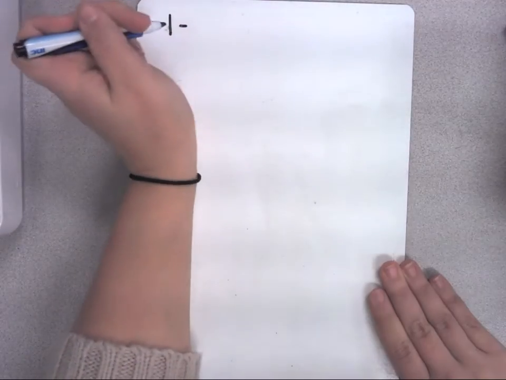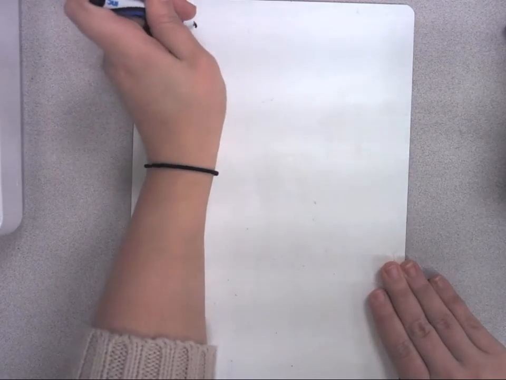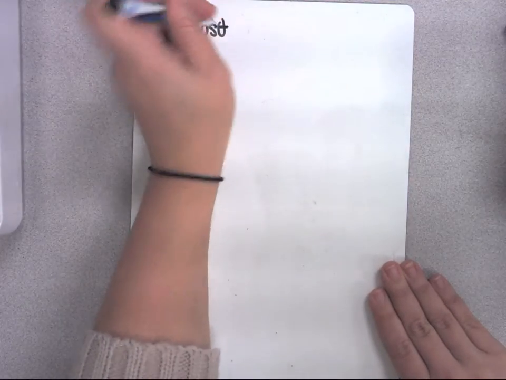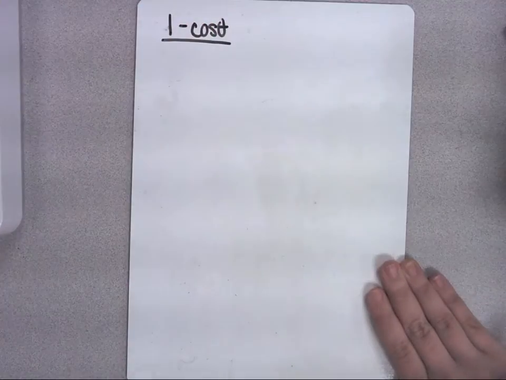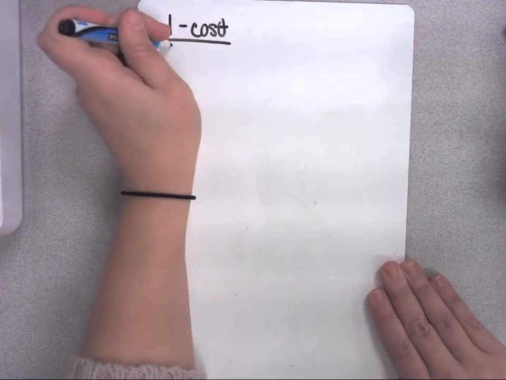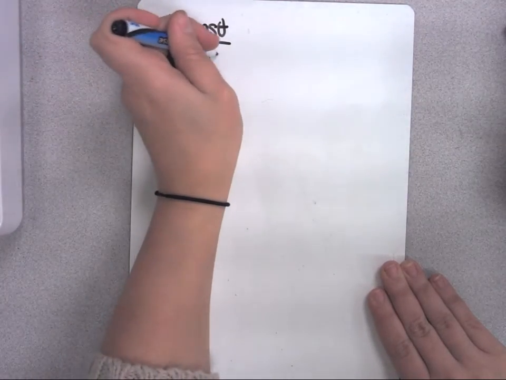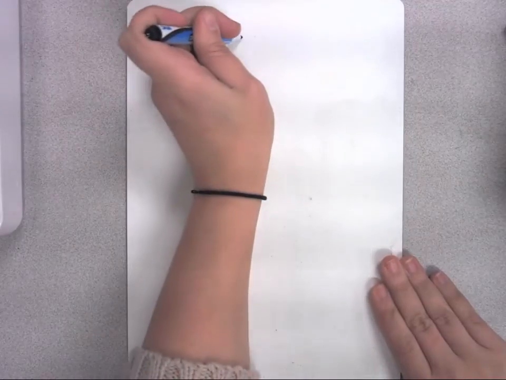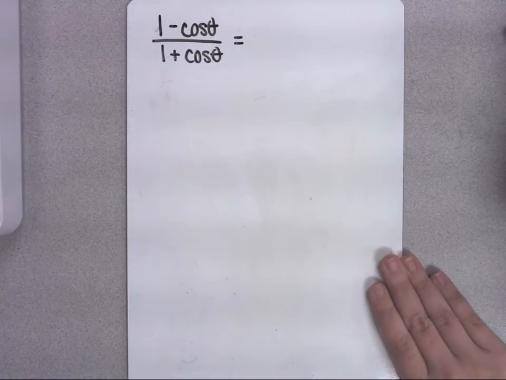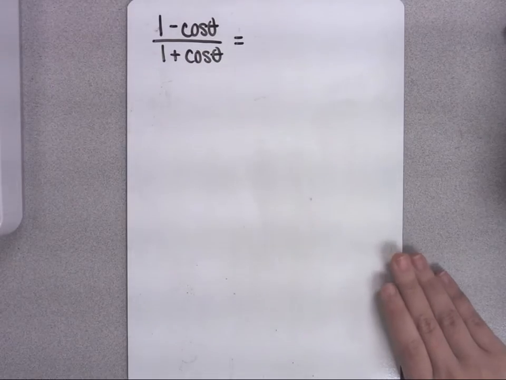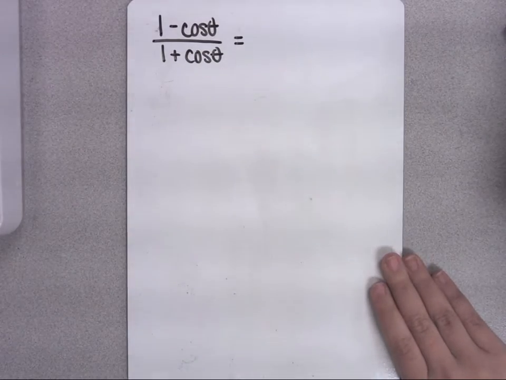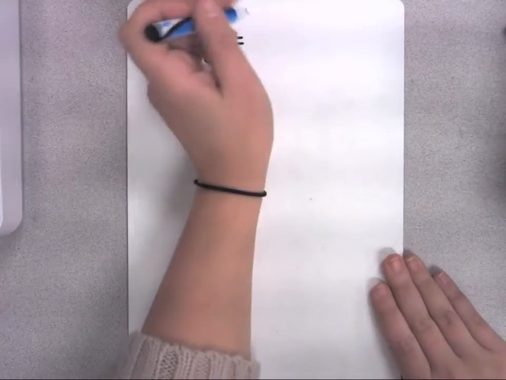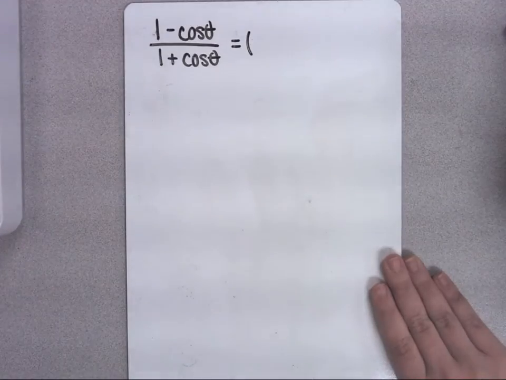Ooh, look how small that is. Okay, 1 minus cosine of theta all over 1 plus cosine of theta. That's so much better, and it's legible. All equals. Oh, that's just wrong. I apologize in advance.